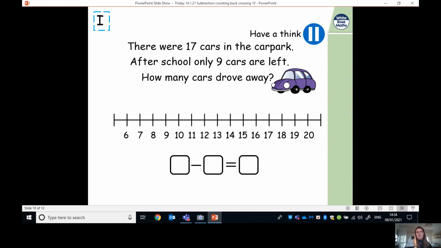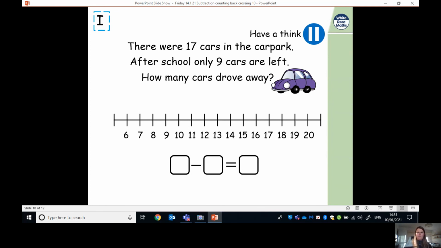There were 17 cars in the car park. After school, there were only 9 cars left. So how many cars drove away? Ooh, bit difficult this one.